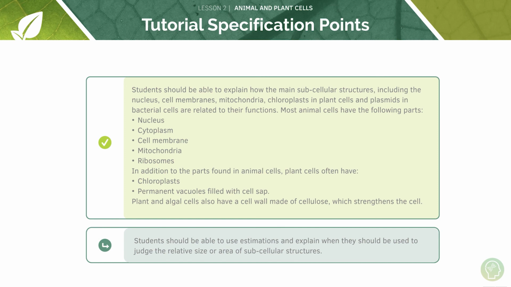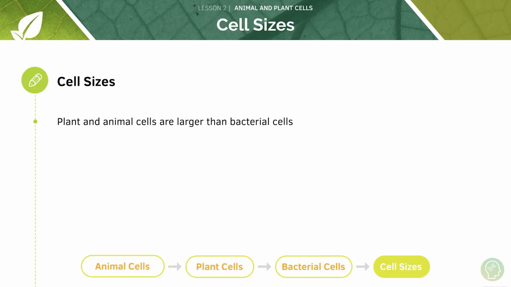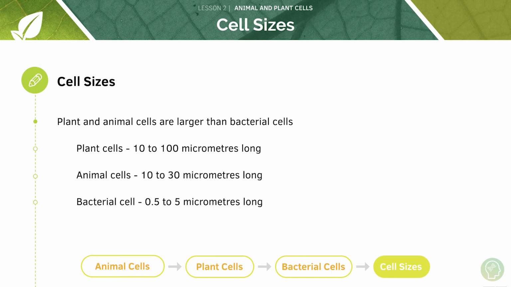And now we're going to move on to look at the cell sizes of bacterial, plant and animal cells. So plant and animal cells are generally much larger than bacterial cells. Prokaryotic cells tend to be much smaller than eukaryotic cells, and that's something we briefly discussed in the previous session. So plant cells are around 10 to 100 micrometers long, and animal cells 10 to 30 micrometers long, and bacterial cells 0.5 to 5 micrometers long.